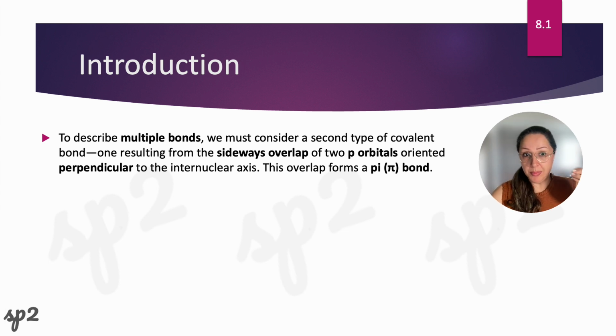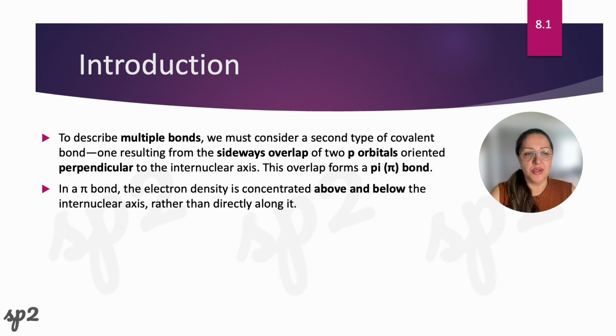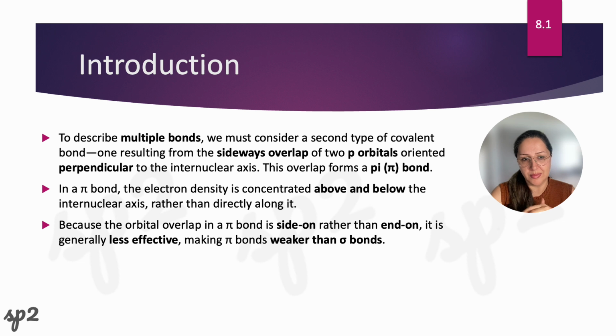Okay, so to describe the multiple bonds, we need to consider a second type of covalent bond, which results from side-by-side overlap of two p orbitals oriented perpendicular to the internuclear axis. This is what we call the pi bond, right? In a pi bond, the electron density is going to be concentrated above and below the internuclear axis. For the sigma bond, it was along the axis, but this is going to be above and below that. Now, because the orbital overlap in a pi bond is side on rather than end on, it is generally less effective, making your pi bonds weaker than sigma bonds. Okay, I hope that makes sense.